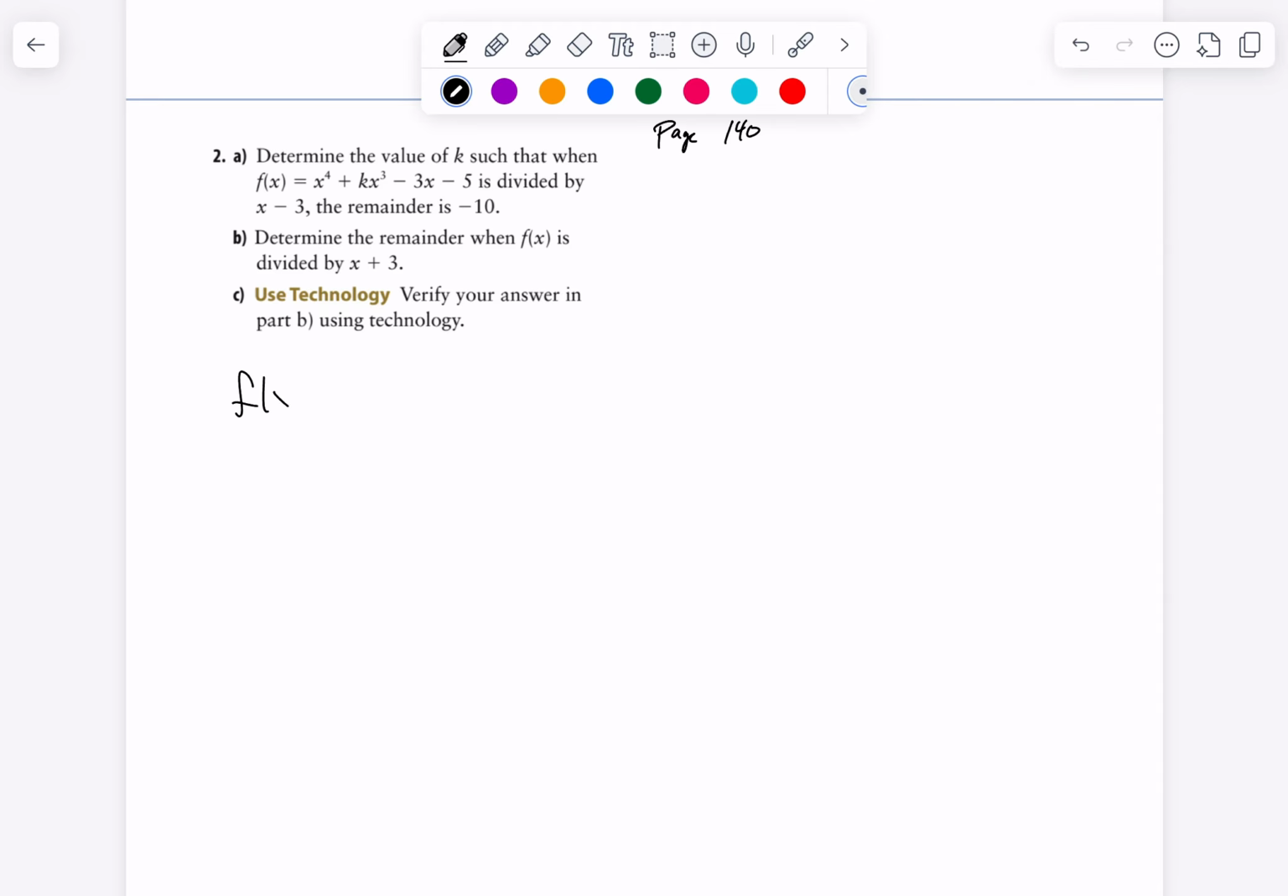I'm just going to rewrite the function. The function's going to be, just so I've got it, x to the power of 4 plus k x cubed minus 3x and then minus 5. Okay, and so that's the first part. The second part here is like we're making the claim, or they're stating, that when I evaluate f of x at 3, the remainder, or the y value, is going to be -10.